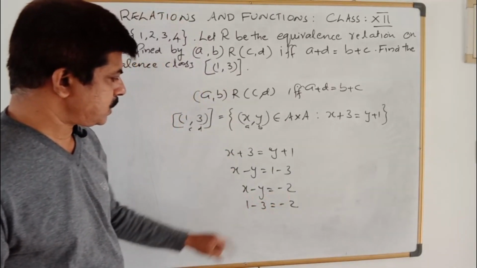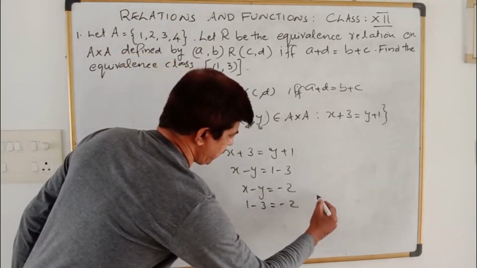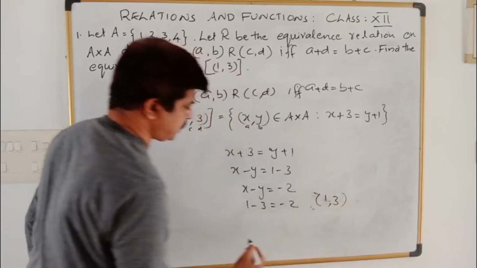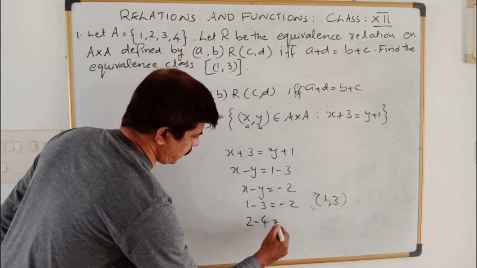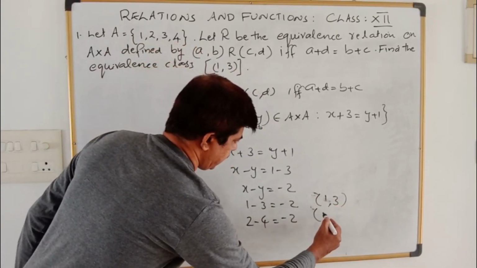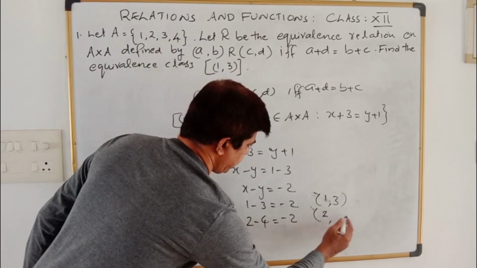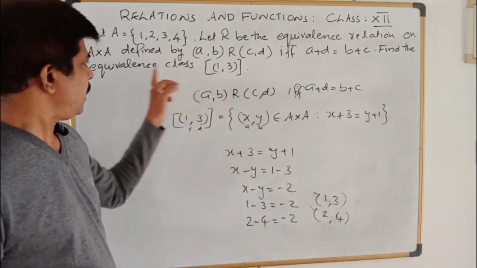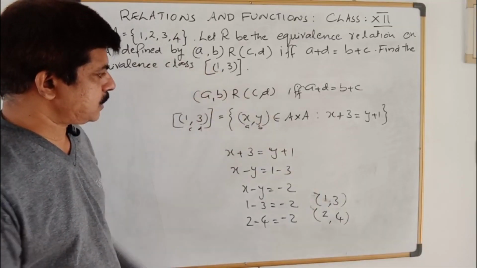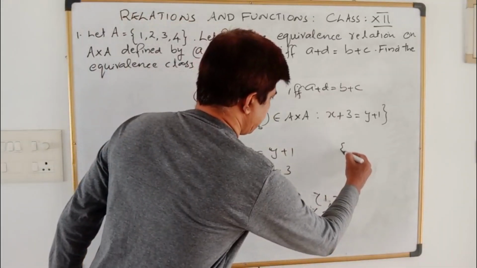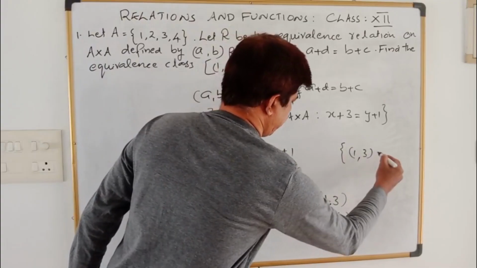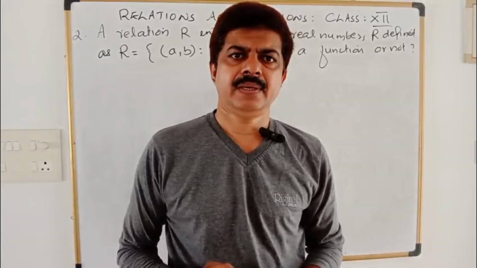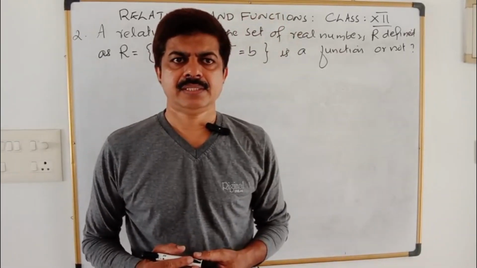We have one more solution. This is one ordered pair already given in the question. Now let us have one more. 2 minus 4 is minus 2. So let us take x equal to 2, y equal to 4. These are the two ordered pairs. That means the equivalence class containing (1, 3). So what is the answer? The answer is the set {(1, 3), (2, 4)}. Is it clear? Okay, let us take a look at the second question.